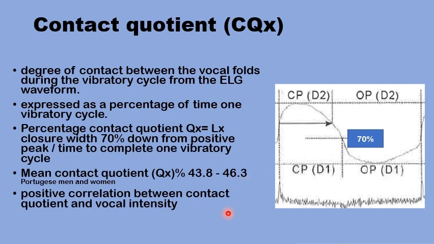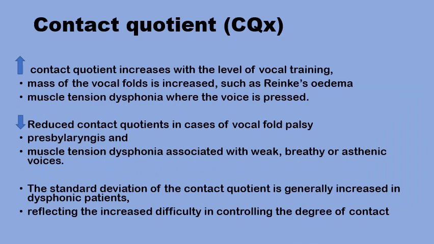And this would correlate well with the vocal intensity positively. So the higher this is, the higher the vocal intensity. In things like vocal cord palsy, this contact quotient would drop to 20 something rather than 43 or 46. Contact quotient can be increased by a good level of vocal training. It can also increase in some pathologies affecting the vocal folds, like Reinke's edema, for example, and in some muscle tension dysphonias when the voice is pressed.